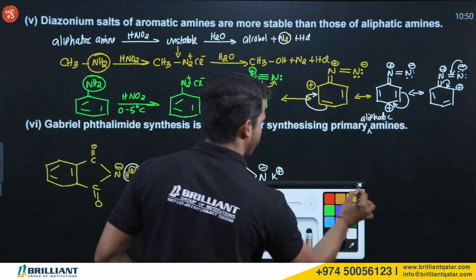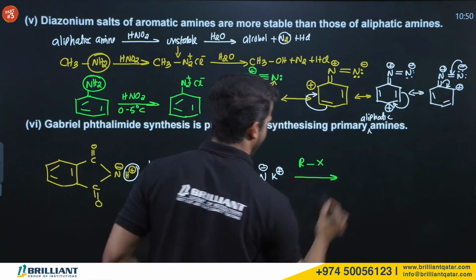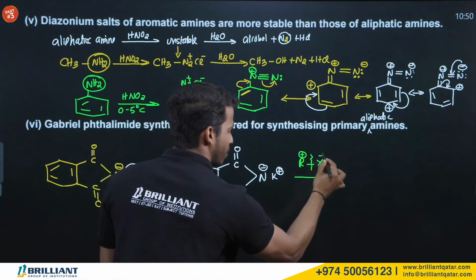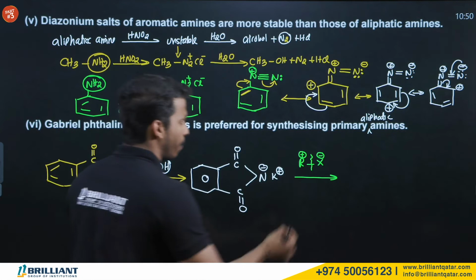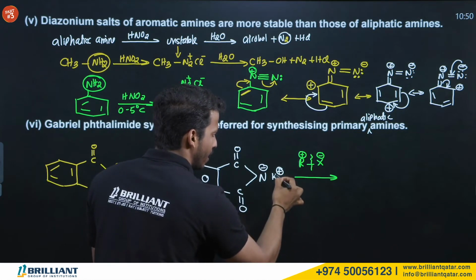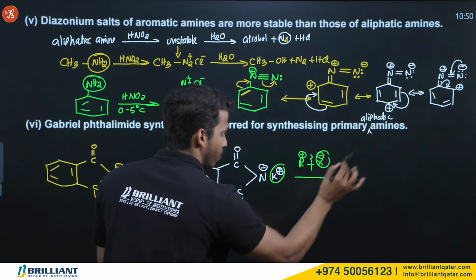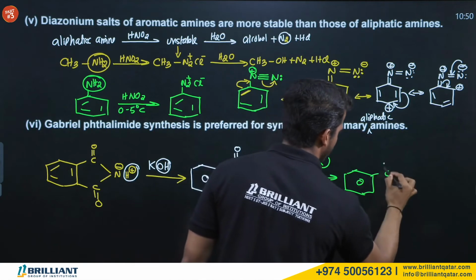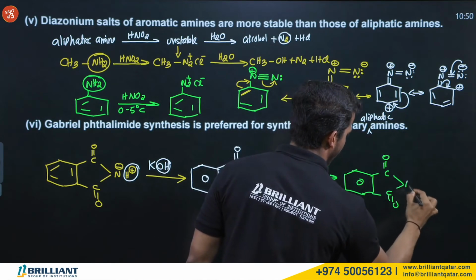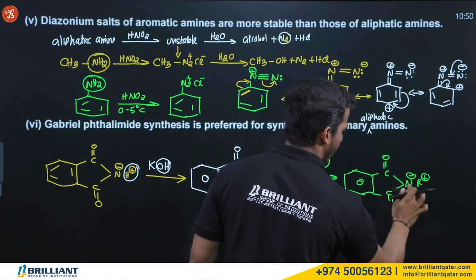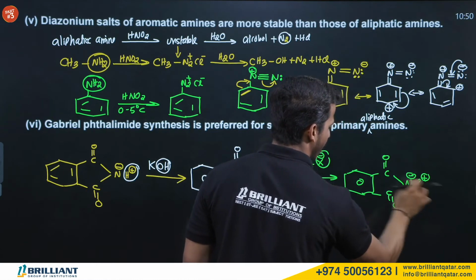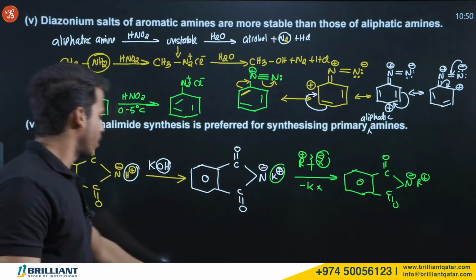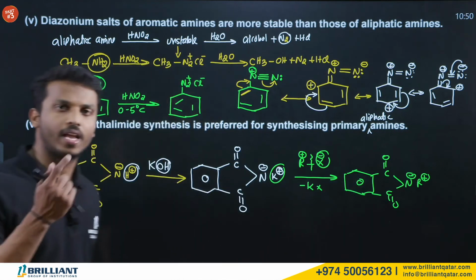When you treat this potassium salt of phthalimide with alkyl halide, you know the alkyl halide bond is easy to break. R plus is there, X minus is there, right? So what happened? This R plus will attack here instead of K plus. This K plus and X minus are removed as KX, and you will get the compound benzene with CO, CO, N minus and R plus. This is called N-alkyl phthalimide, nitrogen with an alkyl group. Then you treat it with NaOH, you will get primary amine. Correct.